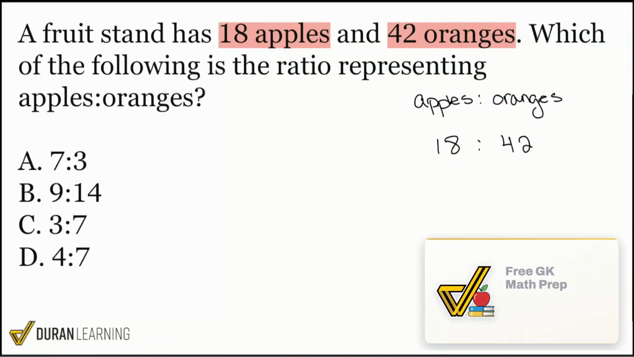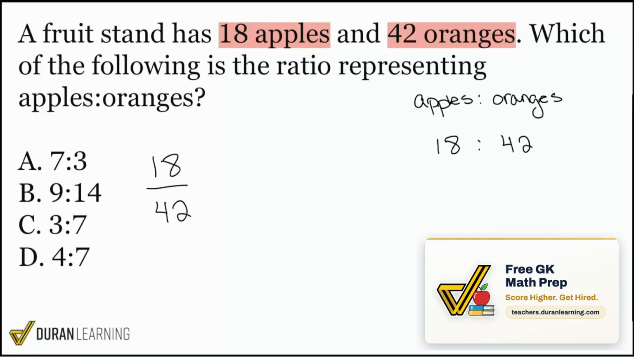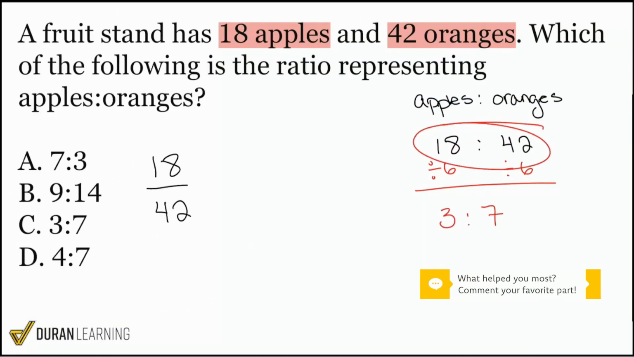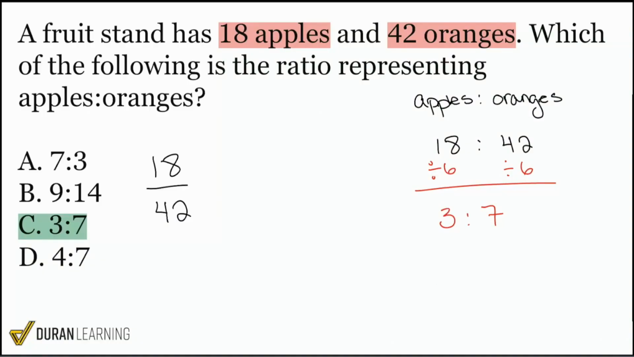So to simplify, we can treat it like a fraction, 18 over 42, or you can just ask yourself the same question. What number can I divide out of both 18 and 42? And what's the biggest number? We want to think about that biggest value. And if you're saying 6, absolutely correct. We'll divide out the 6 on the left and the right. Once we do that, we're going to have 3 to 7. So again, the ratio of 18 to 42 is equivalent or the same as a ratio of 3 to 7, which is answer choice C.